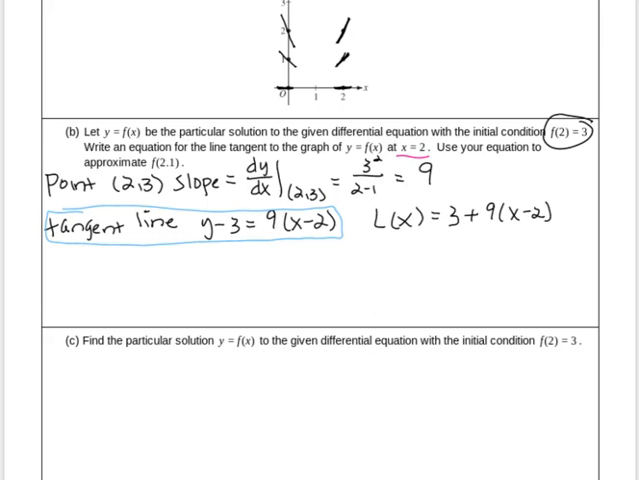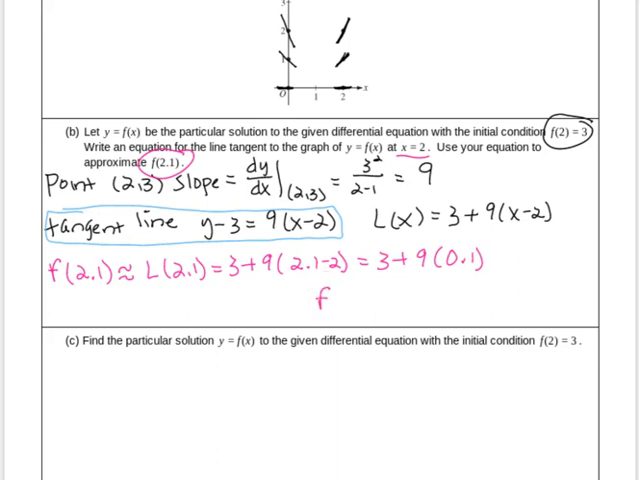So we're going to do f of, or I'm sorry, 2.1 is what we want. So f of 2.1 is approximately equal to L of 2.1. And so that means just plug that in. So 3 plus 9 times 2.1 minus 2. So we'd have 3 plus 9 times 0.1. And hopefully you guys are with me when I say then that that is approximately 3.9.